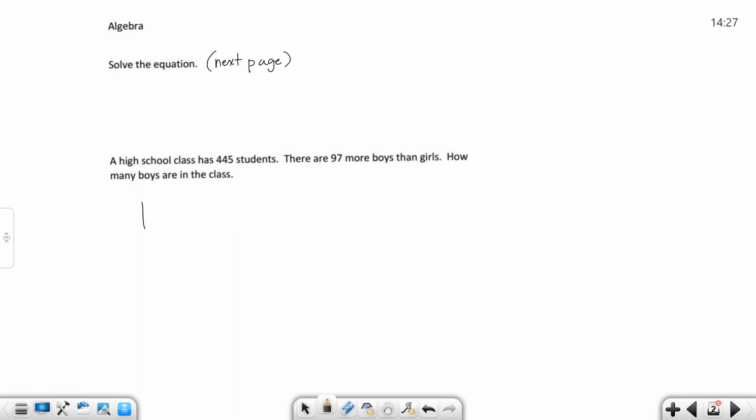Now here's what I know. I know the number of boys plus the number of girls is 445. Okay, so I do know that. Boys plus girls is 445. I also know that there are 97 more boys than girls. So the number of boys is 97 more than girls. So if you take girls and you add 97 to it, that gives you the boys.